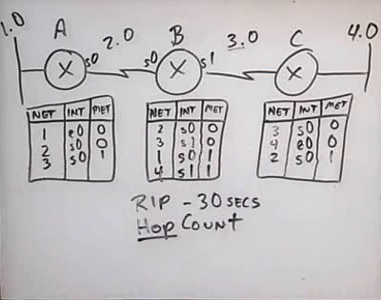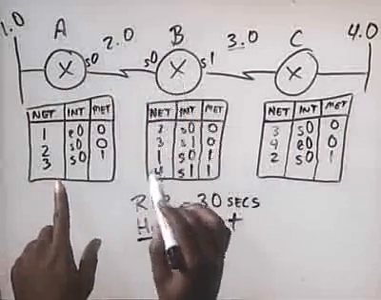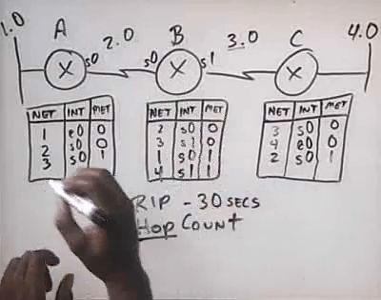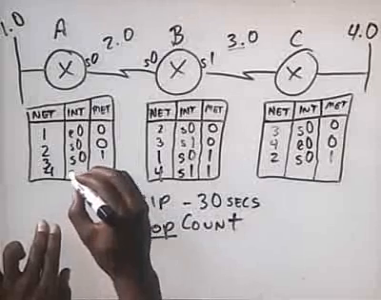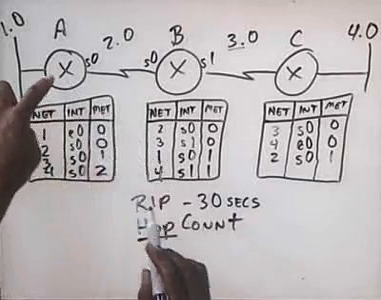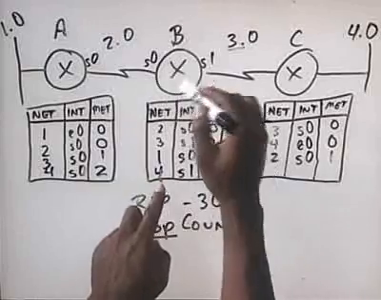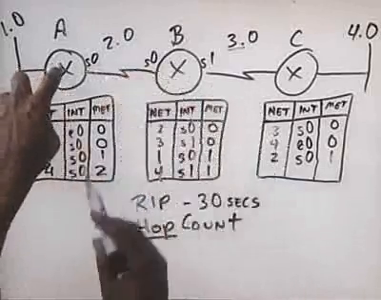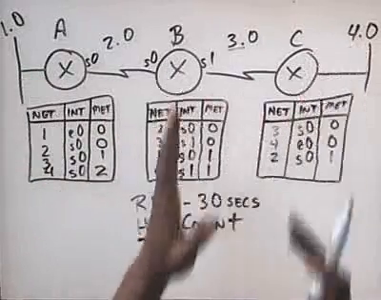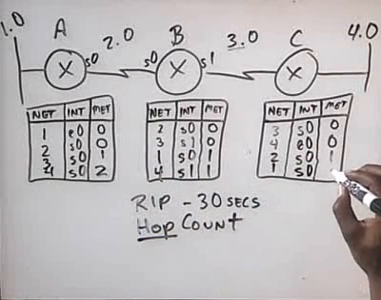After another 30 seconds goes by, Brenda and Adam exchange updates again. This time, Brenda also informs Adam about the 4 network, so the 4 network is added here. Once again, serial 0, but notice it's 2 hops this time, because I add 1 hop to what Brenda told me. In other words, to get to the 4 network, I have to go through 2 routers. And Charlie learns from Brenda about the 1 network, and we'll add that to the routing table as well.